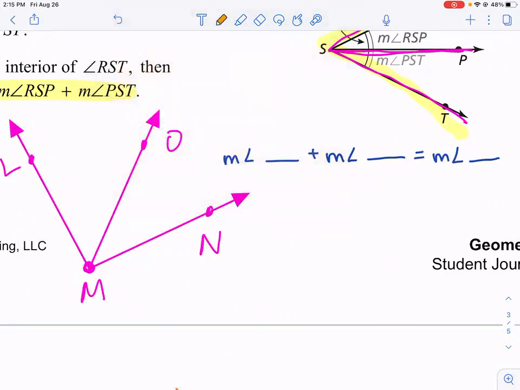Okay. So, Jack, what angle could I put here? What's one of my small angles? OMN. Okay. Evan, what's another small angle? LMO. And together they equal the measure of LMN. Okay.